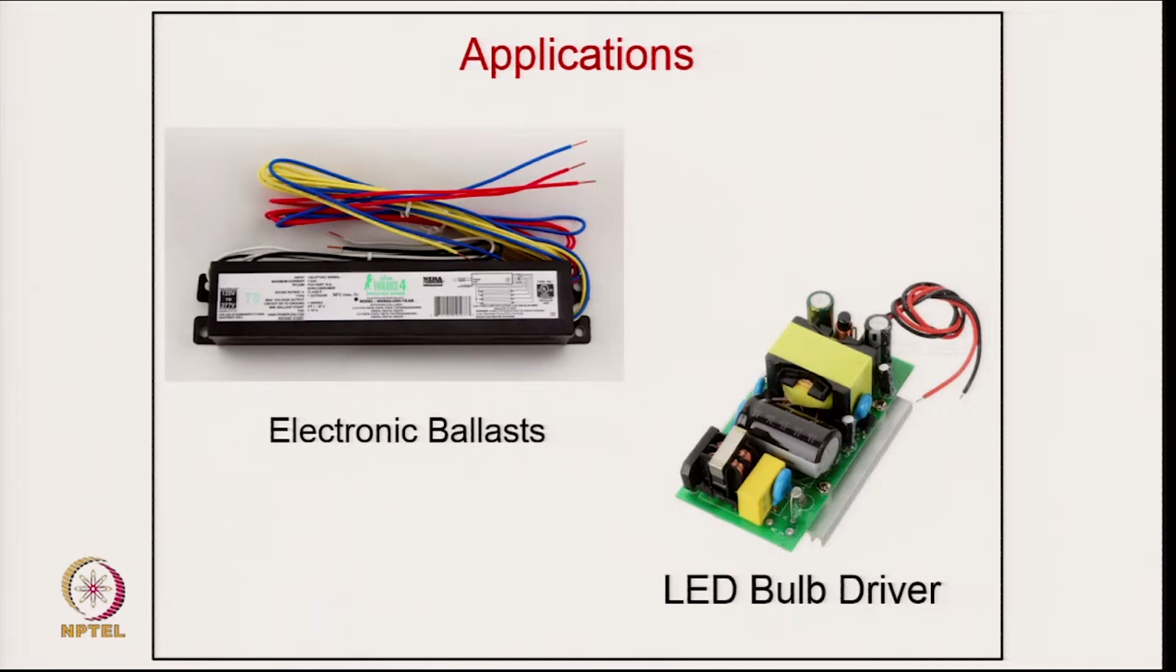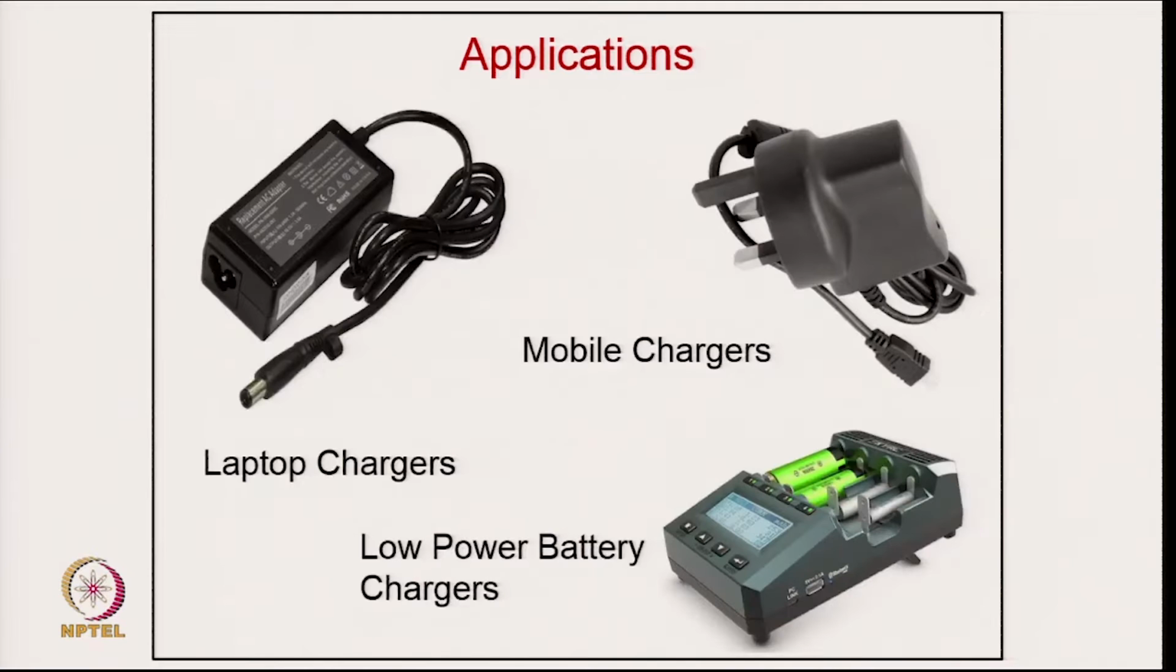And of course, you can think about applications in lighting systems, like either an electronic ballast typically for a fluorescent lamp or an LED bulb driver. Normally we call it a driver because the DC output voltage depends on how many LEDs you are connecting in a string, in series and parallel. And moreover, of course, this converter has power factor correction on the supply side.